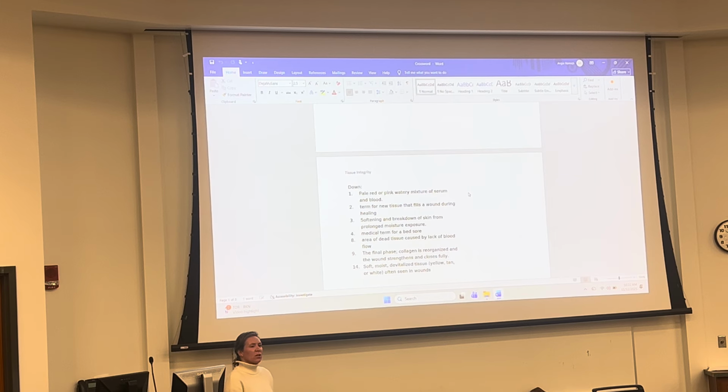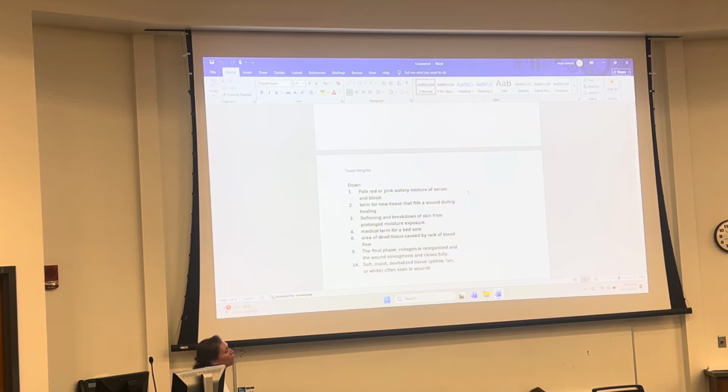Okay, so there are 4 different terms for types of exudate that you read about that you need to know, and one of them was serosanguinous, and it's pale red or pink watery. So not straight blood, not just serum that you see in a blister if your shoes are too tight. It's kind of in between. Serosanguinous is pale, clear, watery, and that second word is exudate, E-X-U-D-A-T-E. It's in your reading, I'm sure you can find it. If you go into ATI and use your search bar, it's in your PowerPoint, it's all over the place.